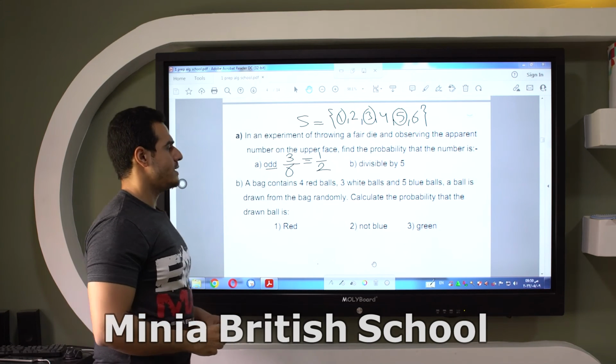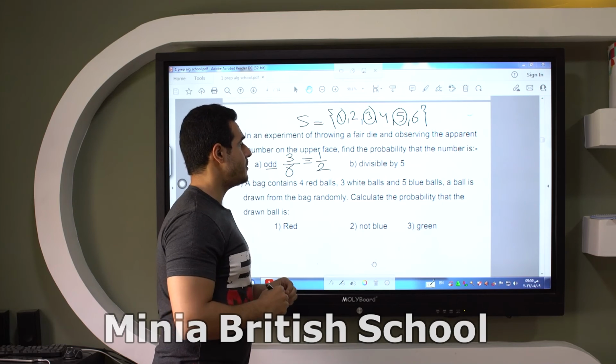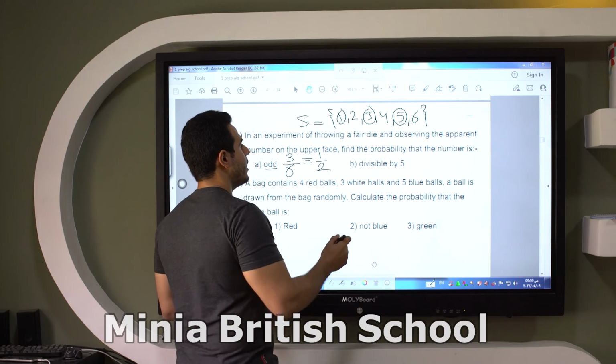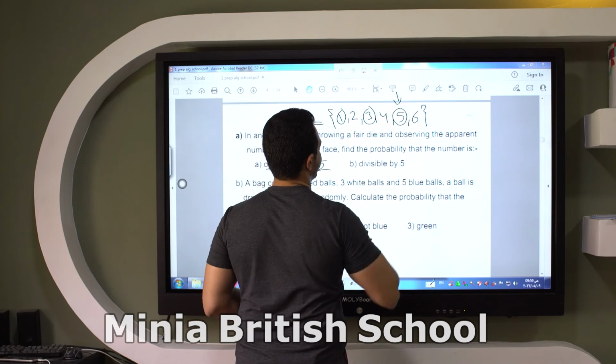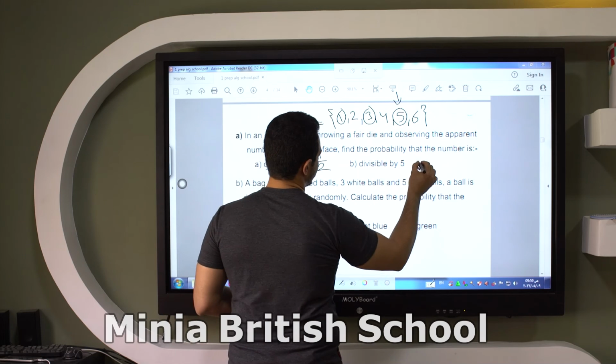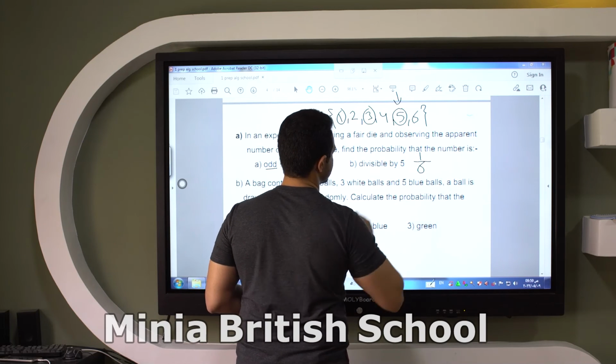Now let's find the probability of a number divisible by 5. We have only one number divisible by 5, and it's 5. So its probability will be 1 over 6.